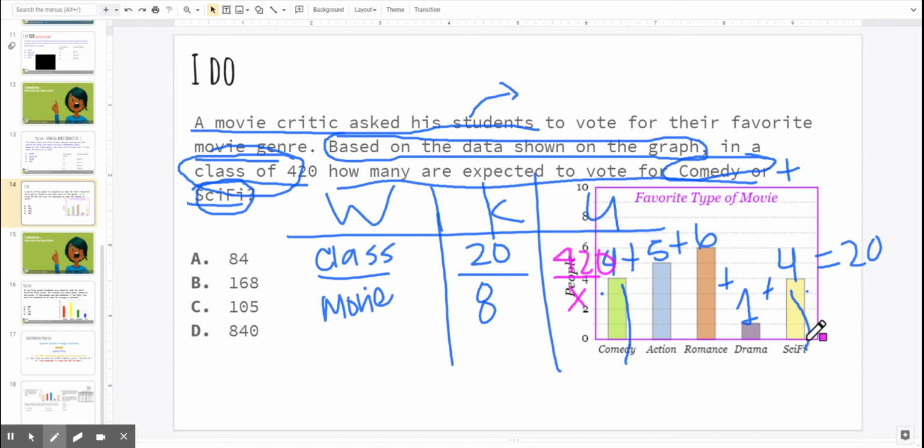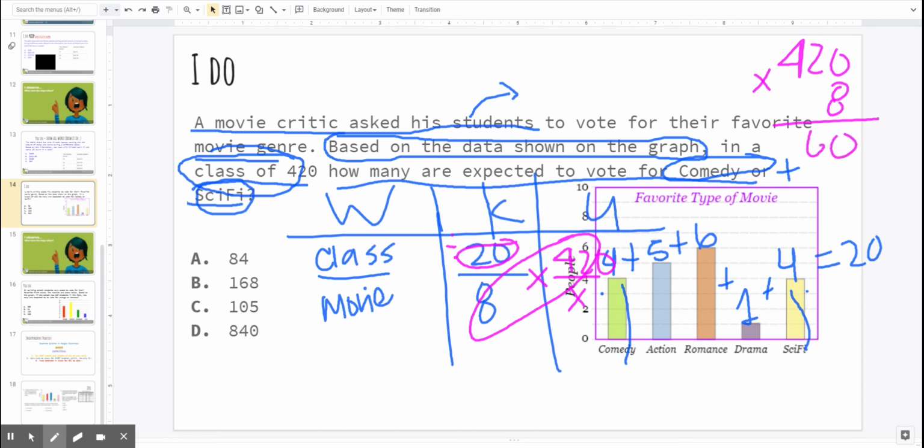And this is where I do my WKU. So I can say 8 times 420 and then divided by 20. So I'm going to say 420 times 8. 8 times 0 is 0. 8 times 2 is 16. Bring it up. 8 times 4 is 32. And 32 plus 1 is 33. And now 3360 is being divided by 20.